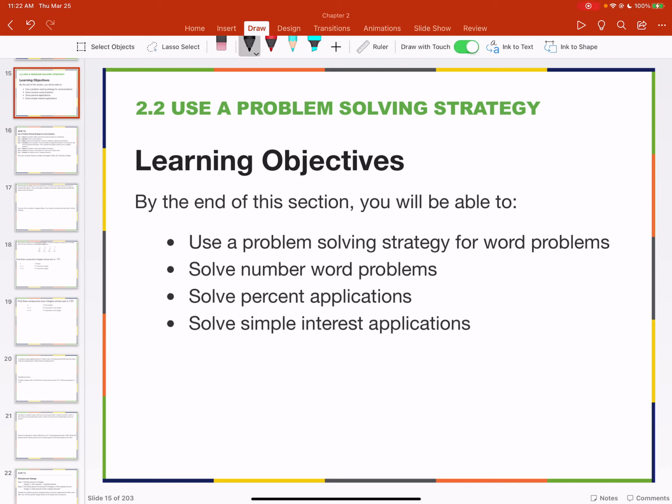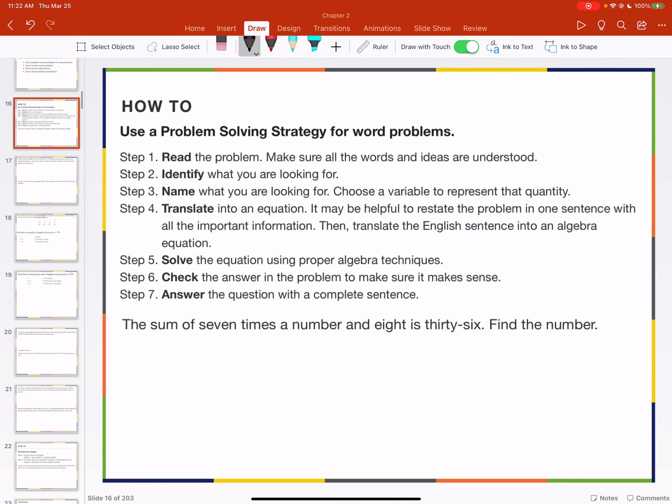And I know everybody loves word problems, right? So we're going to go through different types of word problems and how to solve them. What are the type of questions you need to be asking yourself? What are you looking for? Which quantity is the variable going to represent? All that good stuff. So here's a strategy.